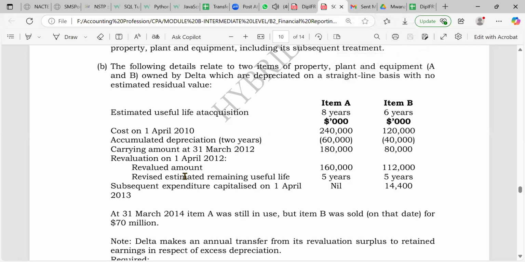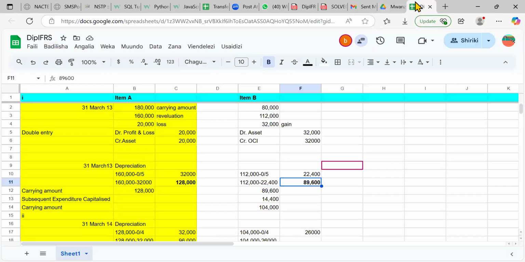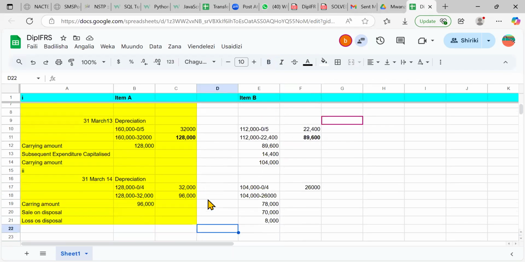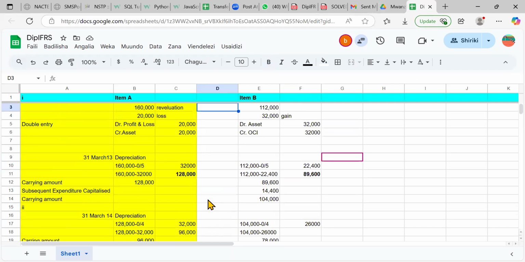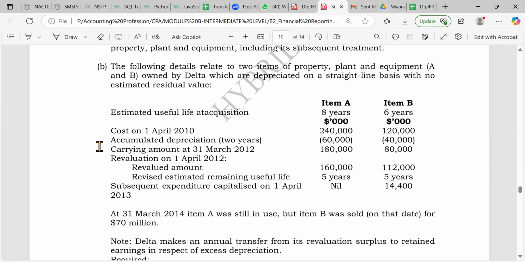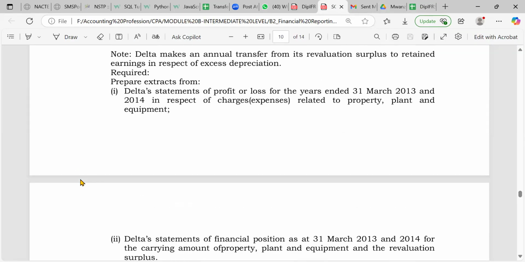So that should be fine, because what comes down here is subsequent expenditure capitalized on the 1st April 2013. This is the other year, right? The second year. So for the first year, it should be fine. When you go and prepare the extracts now, you have to show it. By extract, it's like you are actually preparing the financial statements, but you are just dealing with particular line items, right? So you have to do it this way.